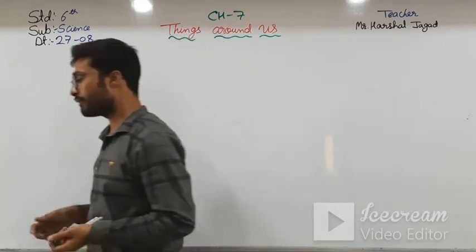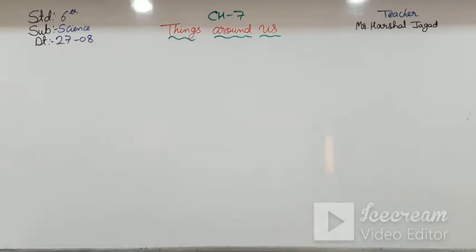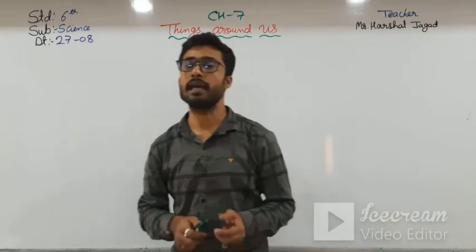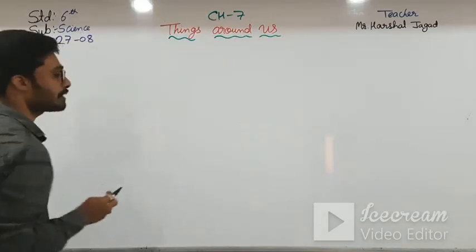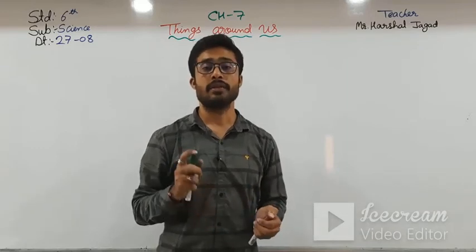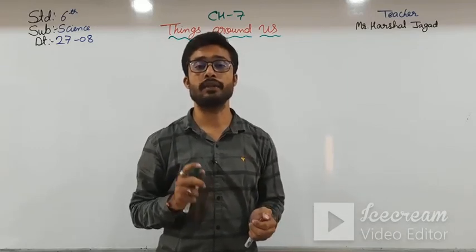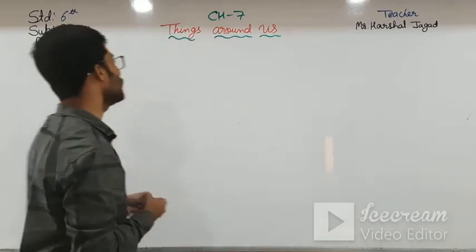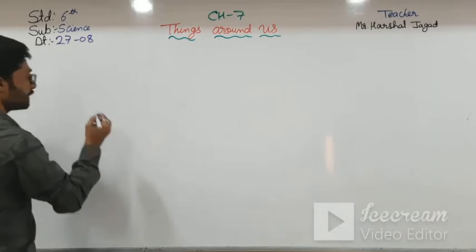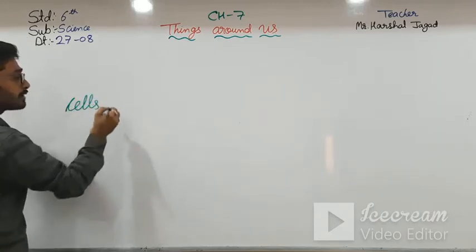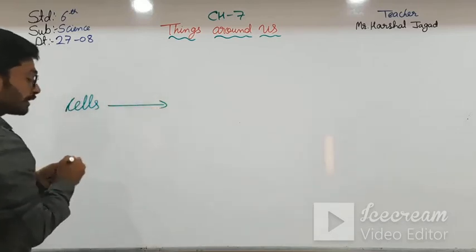And secondly, we have seen the topic that living things are made up of cells. First of all, what is a cell? The smallest structural and functional unit of the organism is known as the cell. Similar cells with similar functions together form a tissue.